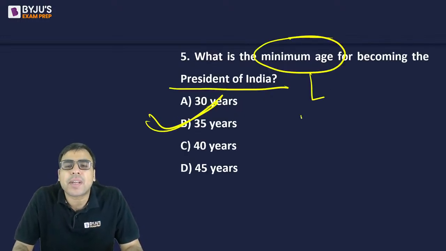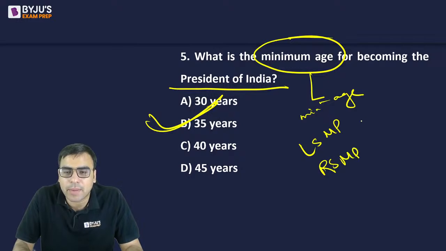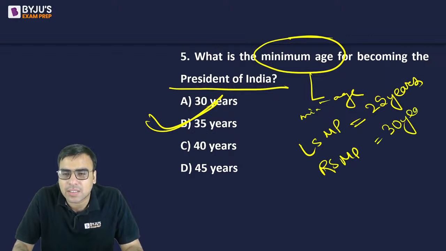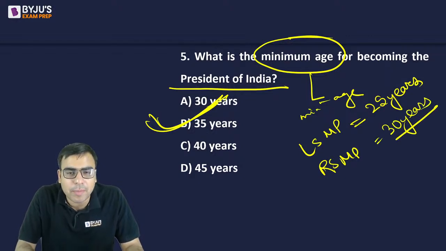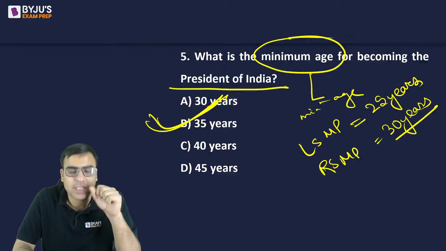So ये भी पूछते हैं minimum age for becoming a Lok Sabha member of parliament and a Rajya Sabha member of parliament. So becoming a Lok Sabha member of parliament is 25 years. And if you want to become a Rajya Sabha MP, you need minimum 30 years. Okay. So minimum age for president is 35 years. Yes, Bhanu Agarwal, Akash Vaishnav, you all are right. So B is the right answer.